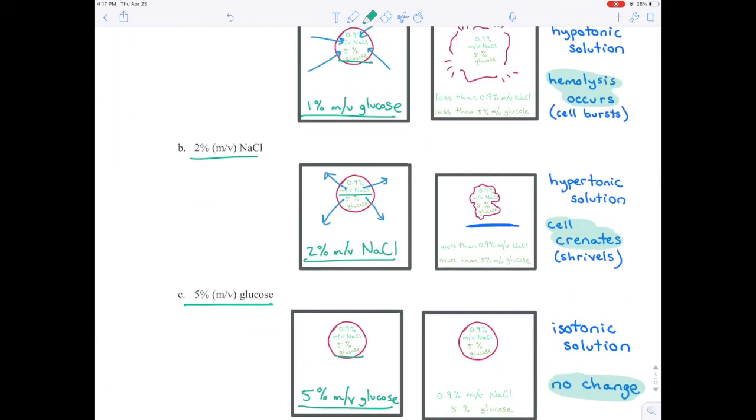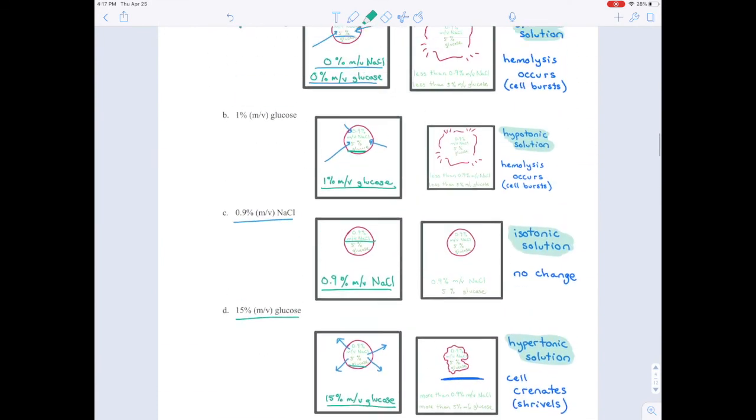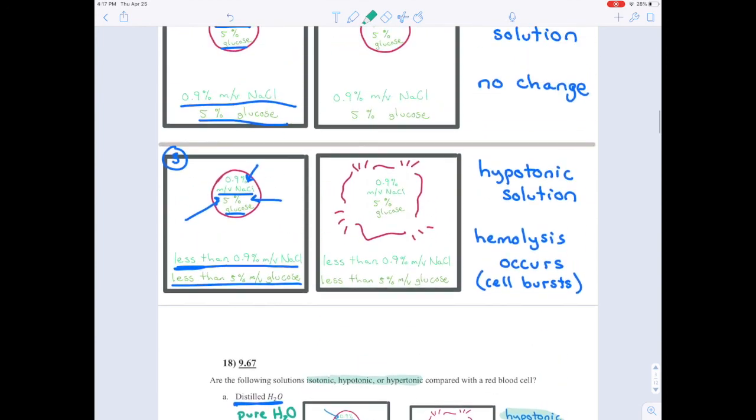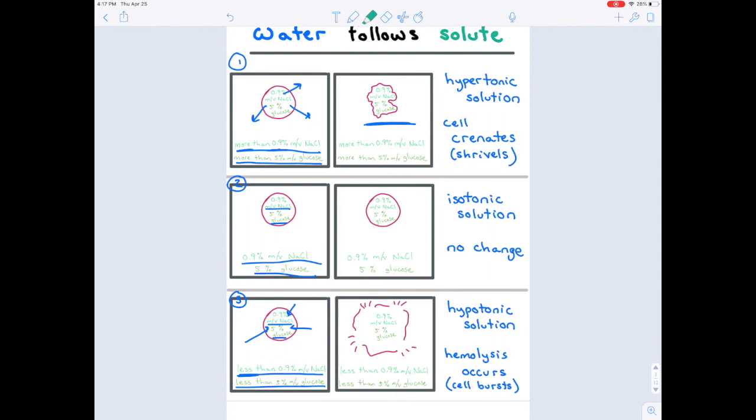So that's how you can assess these different scenarios. You can imagine how important this would be to a nurse. You'll be injecting IV solutions into somebody's blood. You have to make sure that the solution is always 0.9% mass volume sodium chloride, 5% glucose, or all of their red blood cells will either shrivel up or burst open. In either case, the patient dies. They only survive if the solution you inject into them in the IV is isotonic.